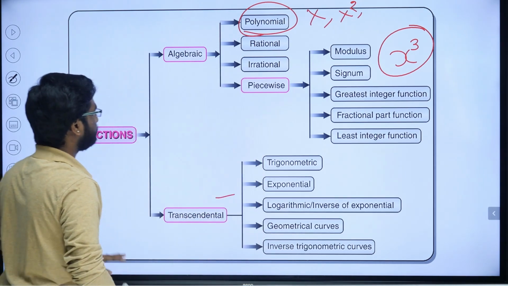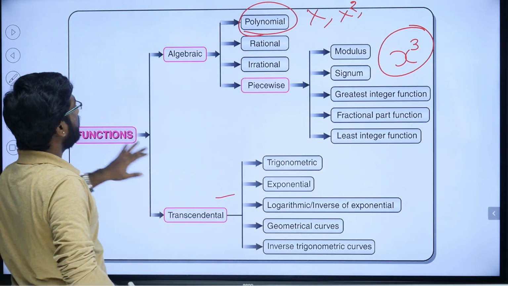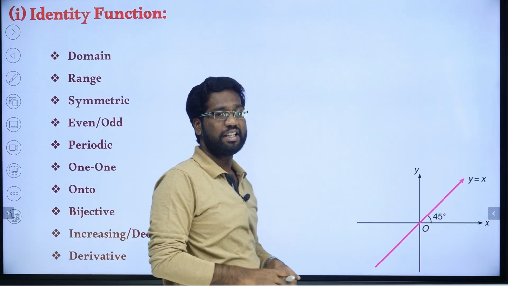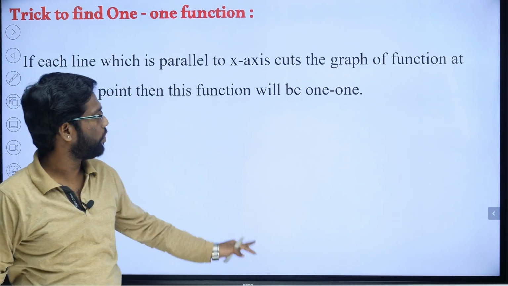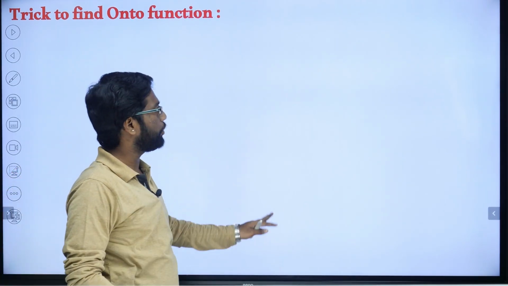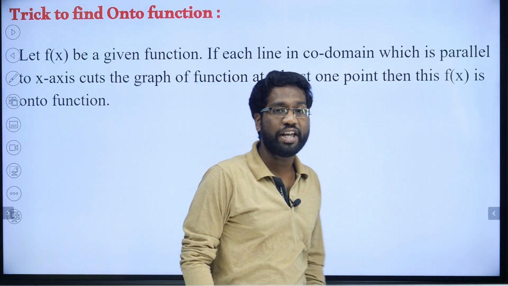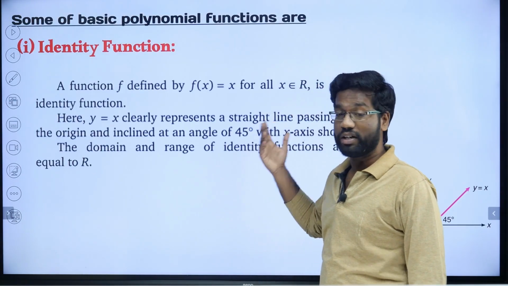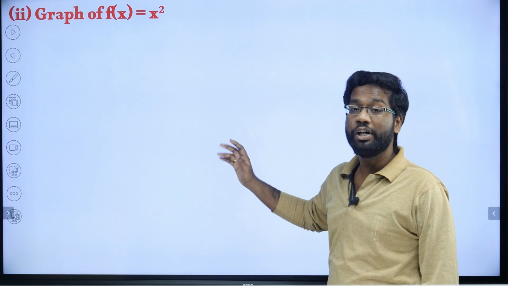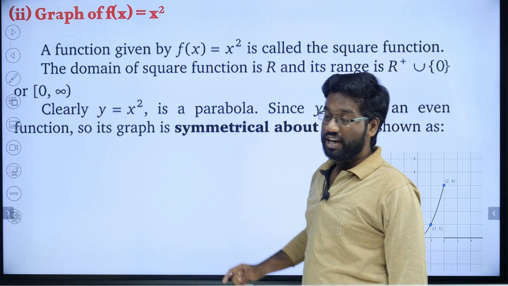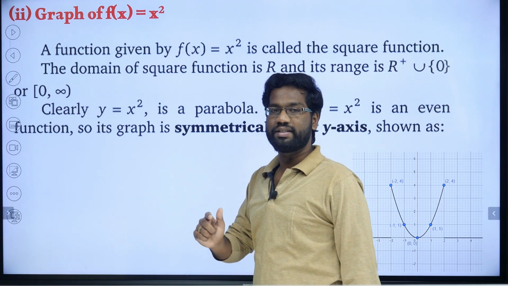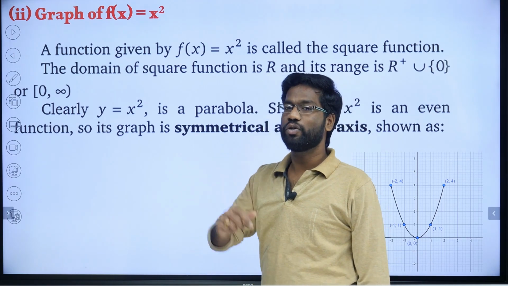After this, these things I have already explained, my dear students. If you haven't watched this lecture, please go and watch it. I'm just showing you the slides. Already I have explained everything, what the tricks are to find one-to-one and onto for the identity function as well as for x square. I discussed everything. I also pasted the link in the description box. Please go and visit that video.